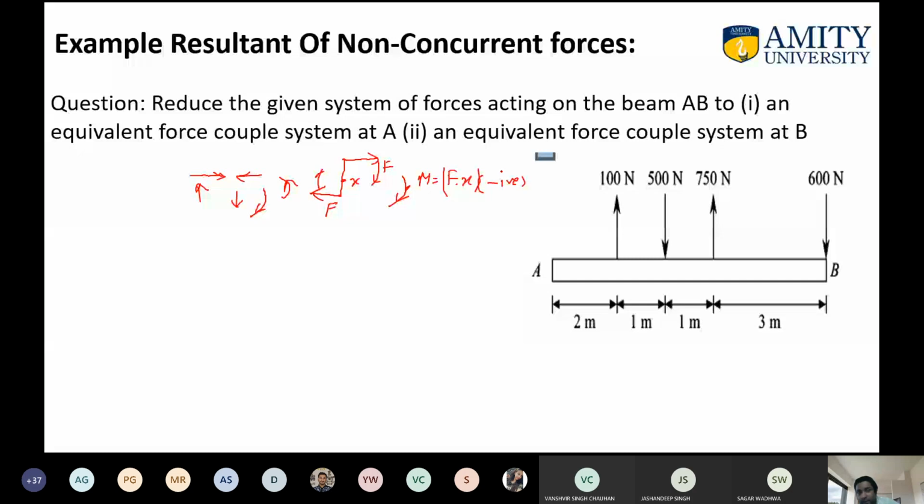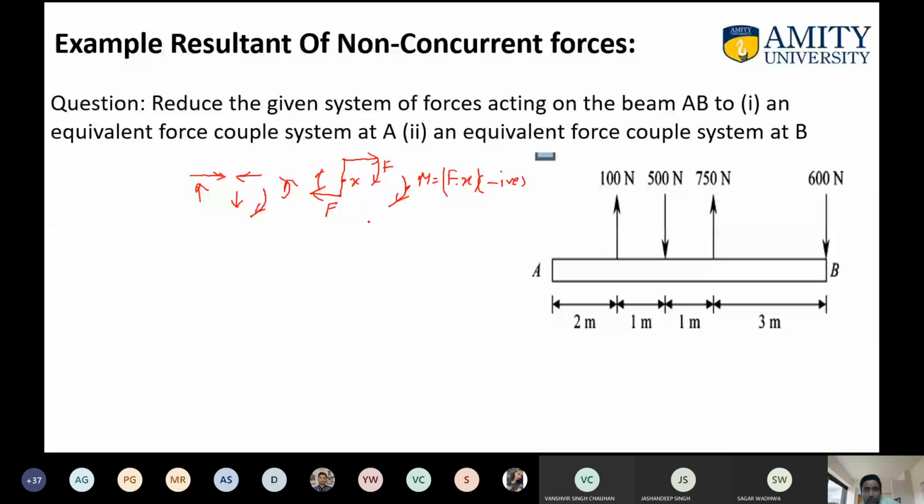Means a force will be there and plus a couple will be there, and the couple you should not write directly. You have to write it only in the movement part, or the equivalent movement. So this is the actual meaning of the force couple system.